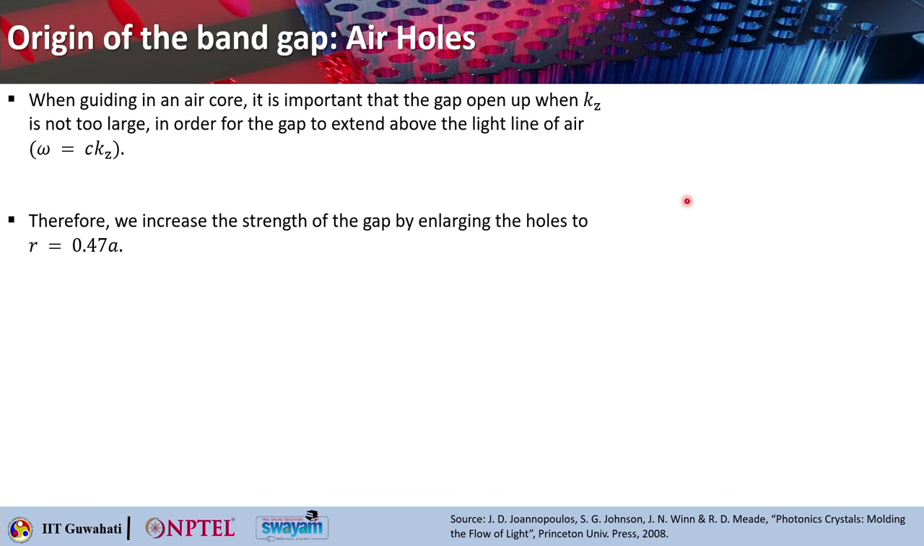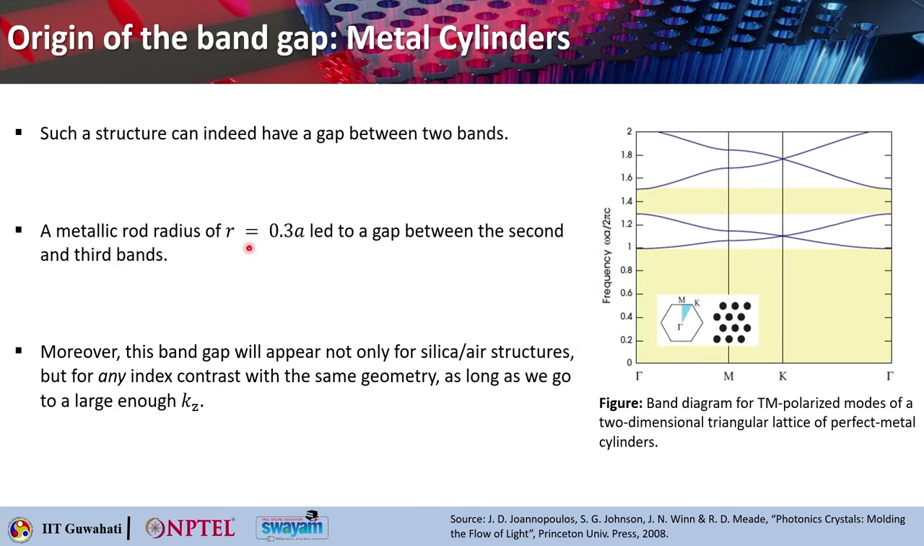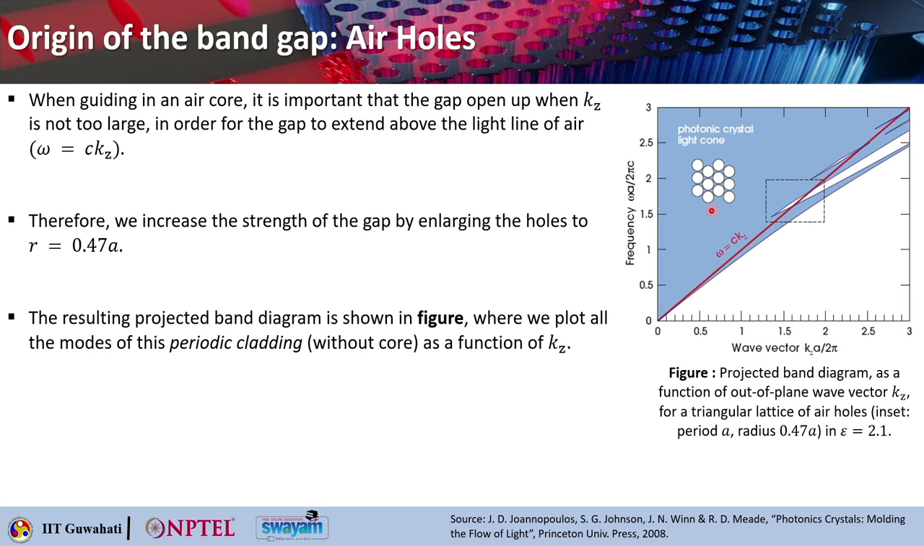Let us look into the origin of band gaps for air hole structures now. When guiding in an air core, it is important that the gap opens up when kz is not too large, in order for that gap to extend above the light line of air, given by omega equals ck, or omega equals ckz. Therefore, we increase the strength of the gap by enlarging the holes to r equals 0.47a. What it was previously was like this, so we increased it, and this is what we get.